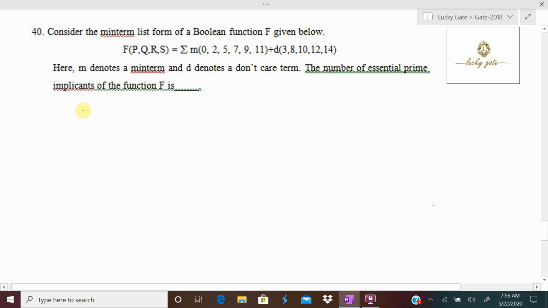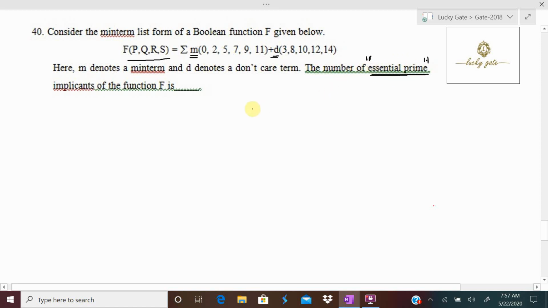Hello students, this is a question in the Digital Logic Design subject, asked for 2 marks in GATE 2017. In the question, a boolean function of 4 variables P, Q, R, S is given, where M indicates min terms and D indicates don't care. So both min terms and don't care terms are given. The question is: the number of essential prime implicants of function f is?